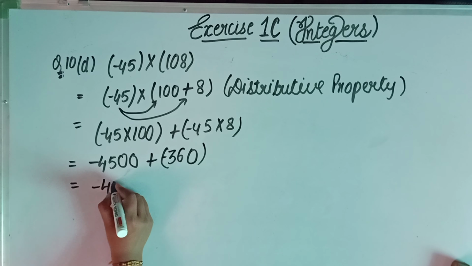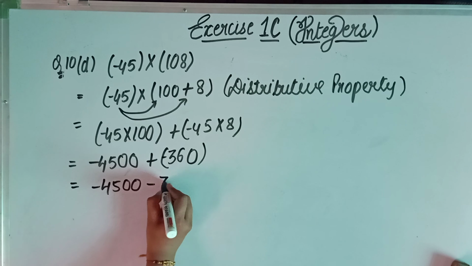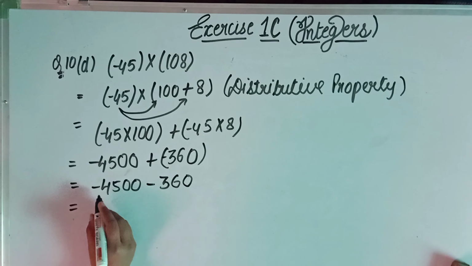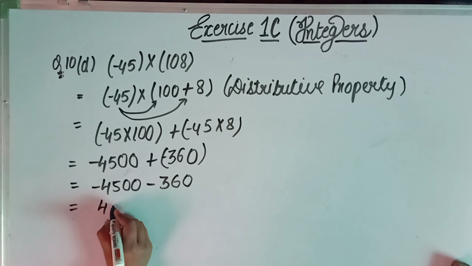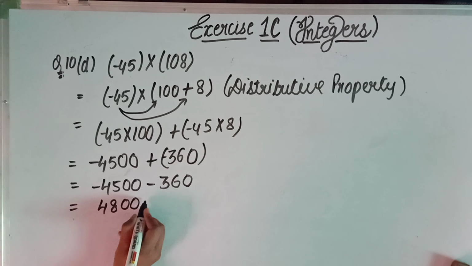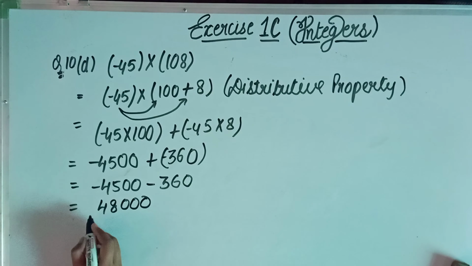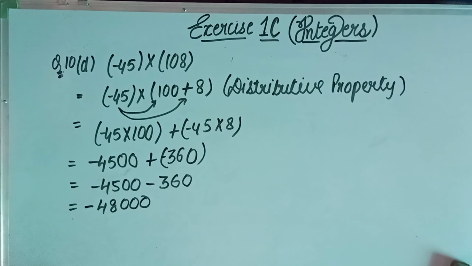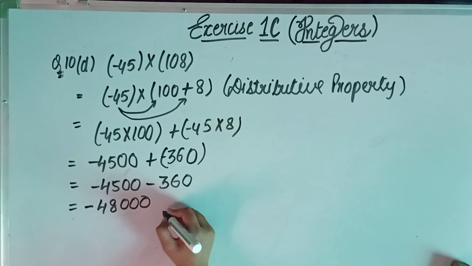So minus 4500 plus minus 360, minus plus minus is added. So after adding these numbers we are getting 48,000 with the minus sign, because this number is greater, so that's why we are putting the minus sign over here. So minus 48,000 is our correct answer.